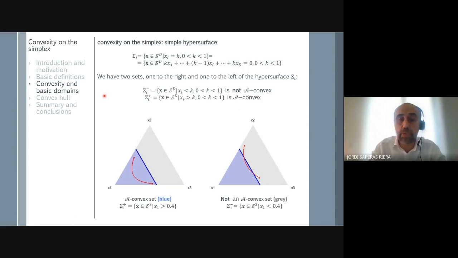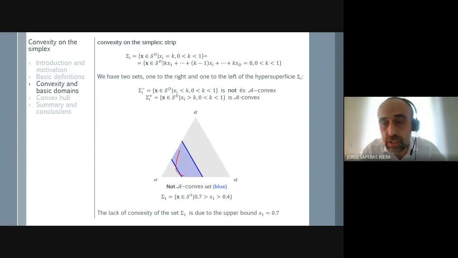In this example, we see graphically that the set x1 greater than 40%, the blue region, is a convex set, while the set x1 less than 40%, the gray region, is not a convex set.